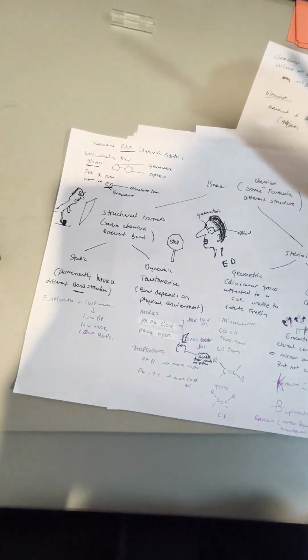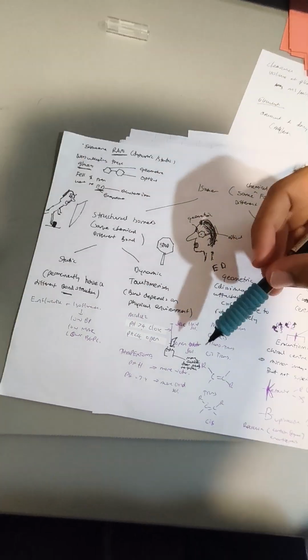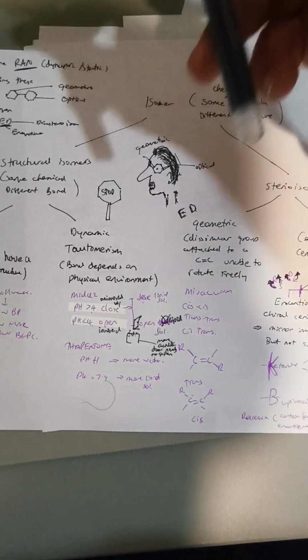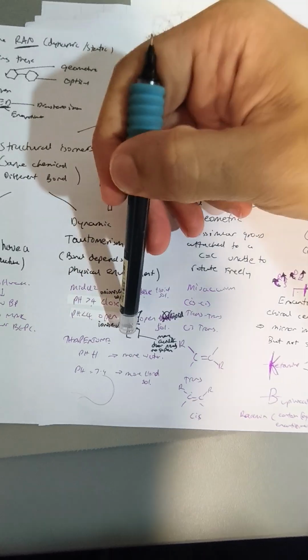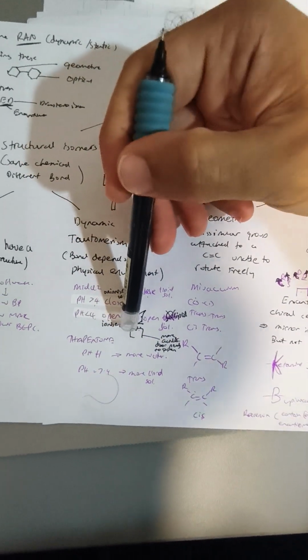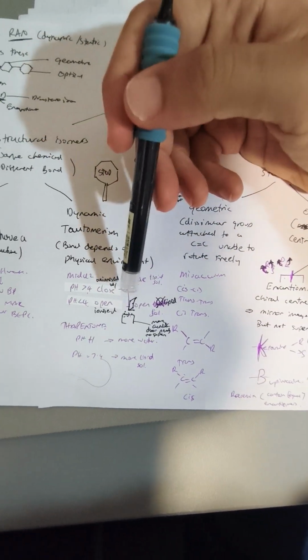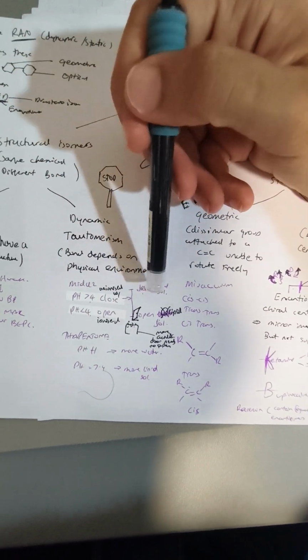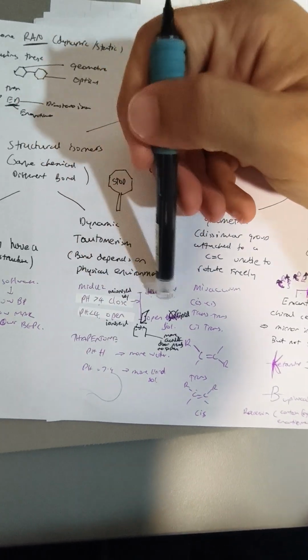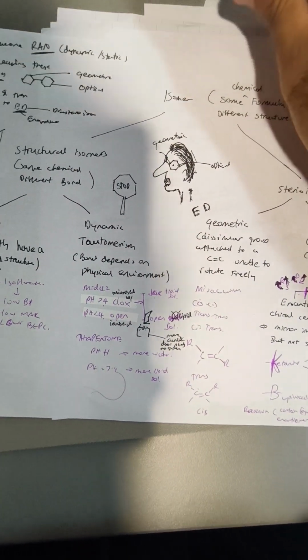pH greater than 4, it closes, and becomes lipid soluble. So when it's acidic, it's ionized and the ring opens, the door opens, and it's not lipid soluble. But when the door's closed, it's unionized and it is lipid soluble.